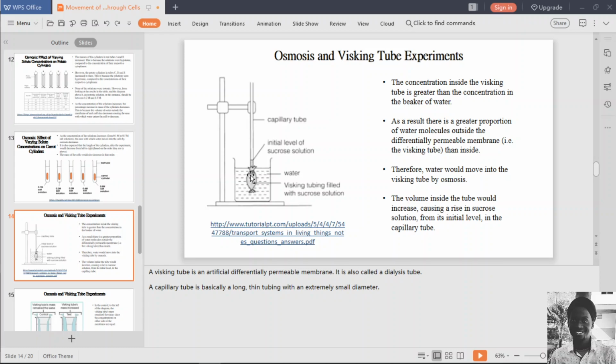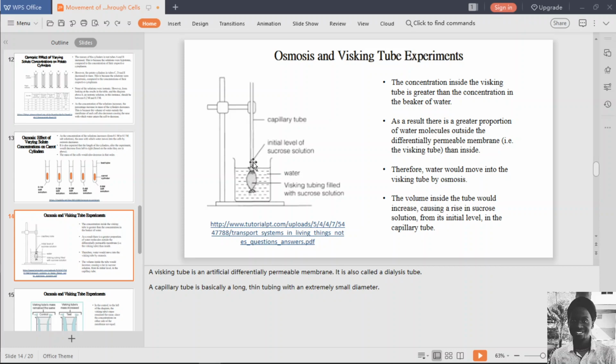So the solution inside here cannot escape easily. You can only have transfer through the holes of the membrane, right? And it's only the water molecules that would cross. The sugar molecules cannot cross because they are too large. So you should not have sugar molecules outside at the end of the experiment, because these two ends are supposed to be very tight.